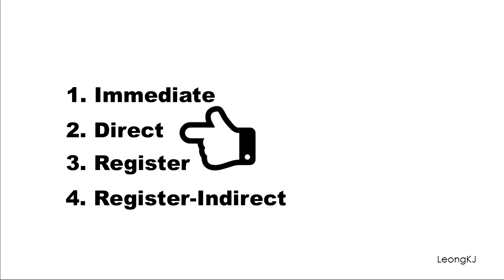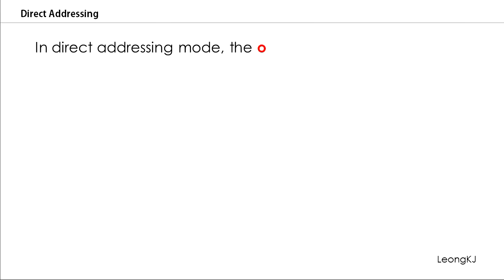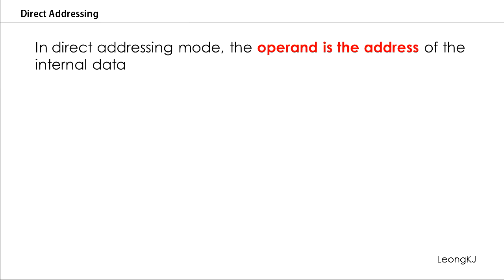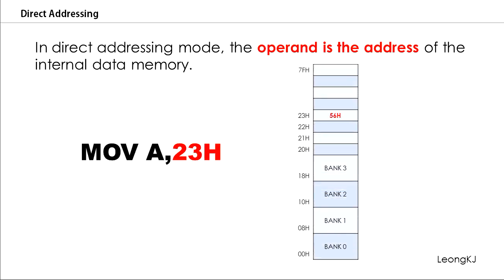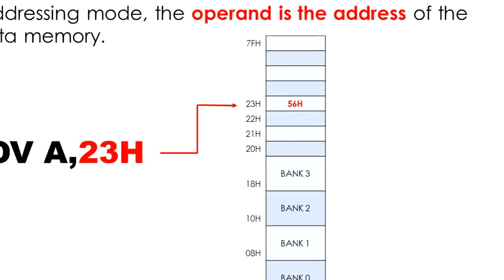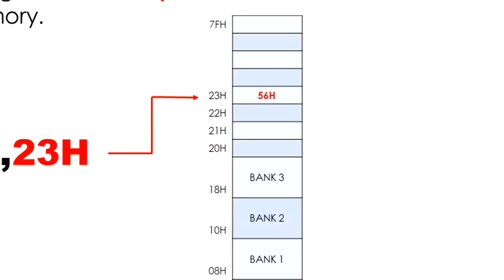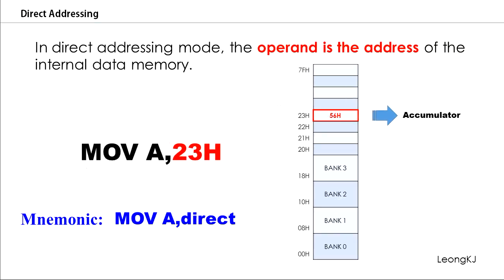Direct addressing. In direct addressing mode, the operand is the address of the internal data memory. Let's take this example. The source operand is direct addressing mode. 23 hex is an address of the internal data memory. Thus, in this example, the value of this operand is 56 hex. This value is moved to the accumulator. The mnemonics of this instruction is move direct to the accumulator.